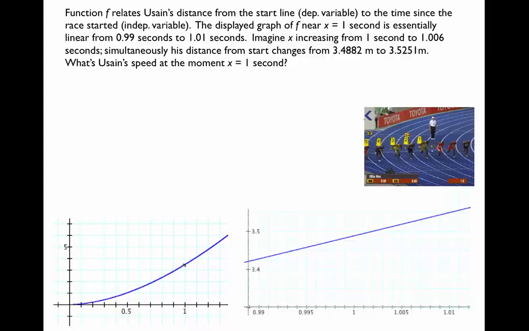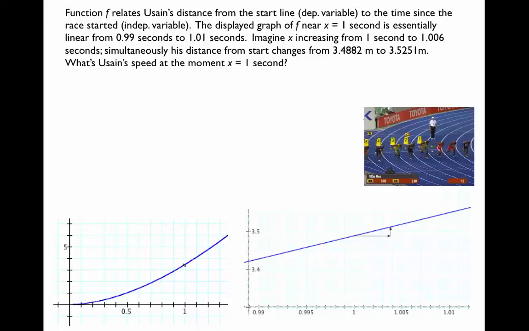Okay, so now we're going to imagine x increasing from 1 second to 1.06 seconds. And I'm showing that here in the animation. Simultaneously, the distance from start changes from 3.4882 to 3.5251. Okay, so the ultimate question is: what is his speed at the moment 1 second?